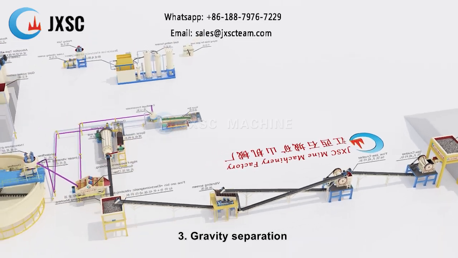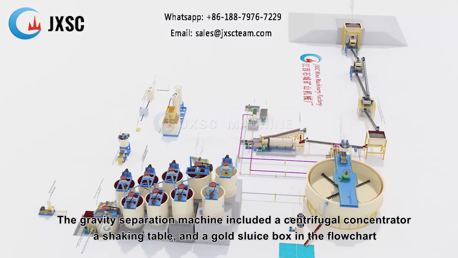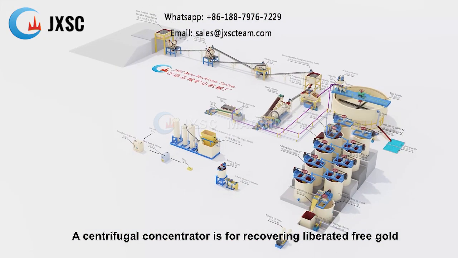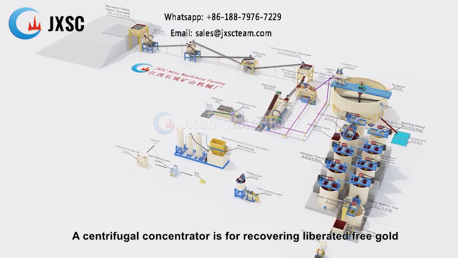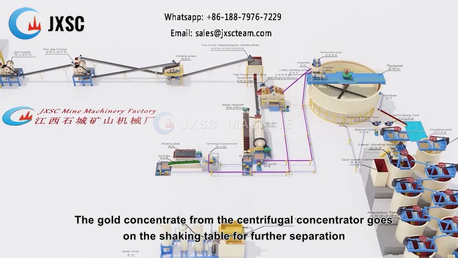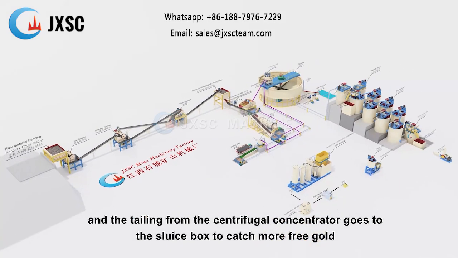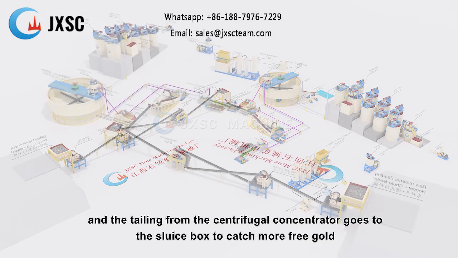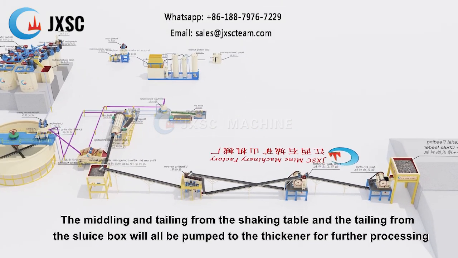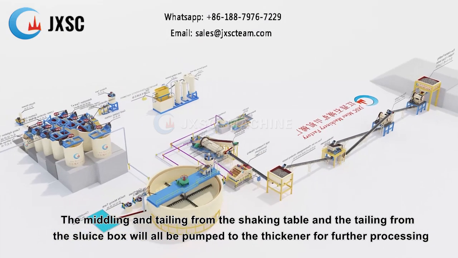3. Gravity separation. The gravity separation machine included a centrifugal concentrator, a shaking table, and a gold sluice box in the flowchart. A centrifugal concentrator is for recovering liberated free gold. The gold concentrate from the centrifugal concentrator goes on the shaking table for further separation, and the tailing from the centrifugal concentrator goes to the sluice box to catch more free gold. The middling and tailing from the shaking table and the tailing from the sluice box will all be pumped to the thickener for further processing.